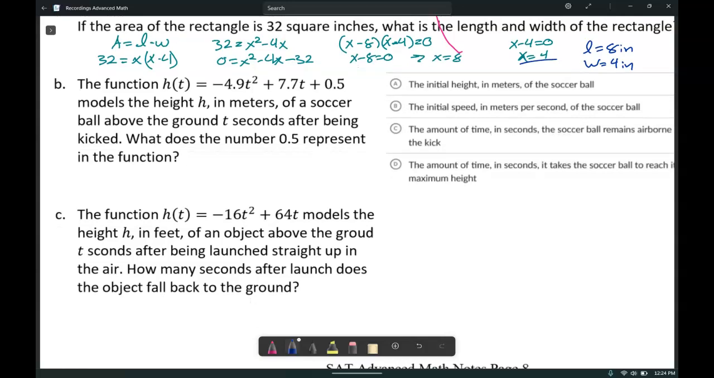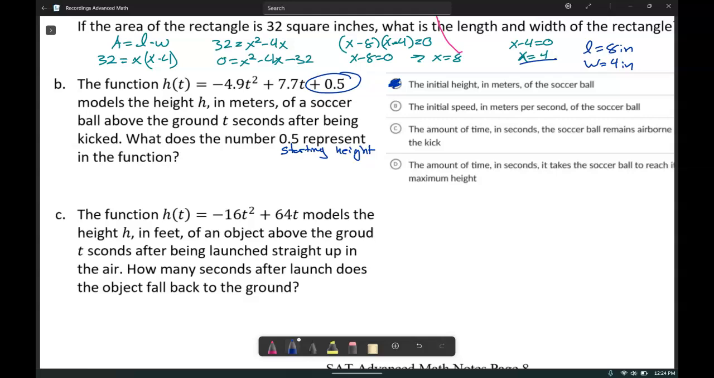Here we have a function, h of t, that models the height in meters of a soccer ball above the ground t seconds after being kicked. What does the number 0.5 represent in the function? Well, again, this is our y-intercept. The y-intercept is 0.5, which means that that is our starting height. So we would be looking for anything that references starting height. The initial height in meters of the soccer ball, that's it.